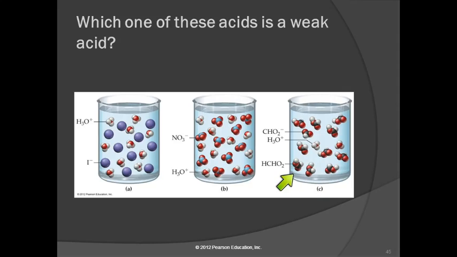Because in C we have these intact acid molecules as well as the ions and the hydroniums. Right? Over here in B and A, we only have ions. We don't have any intact acid molecules. So these are strong acids, and this is a weak acid. It ionizes partially.